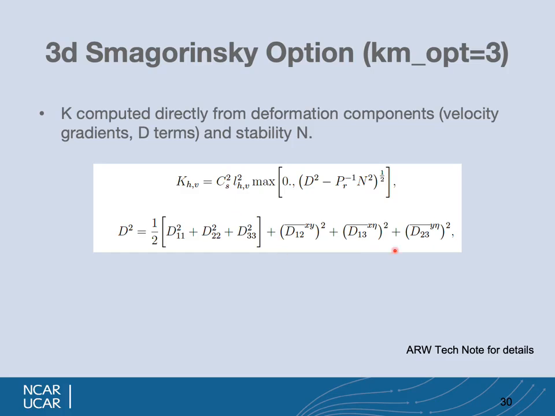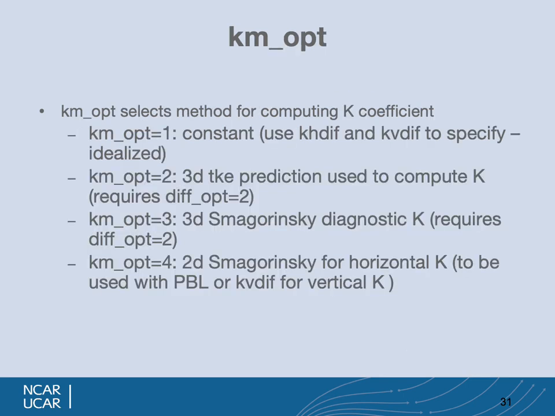And this outlines again what that D parameter looks like when it's computed from the individual components in the tensor. Again, the ARW Tech Note for details. So I mentioned km_opt already, but there are a few other options here. For idealized cases, you can use km_opt equals 1, where you have complete control over the horizontal and vertical coefficients. Those will be just constants.